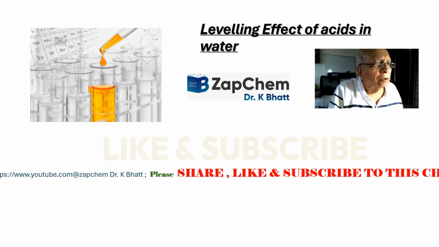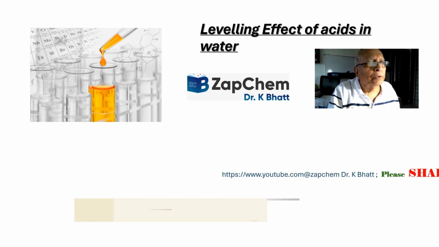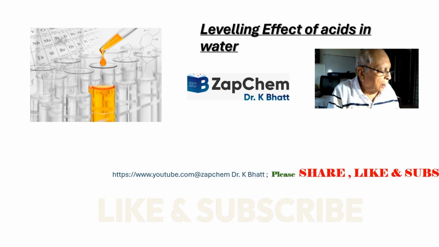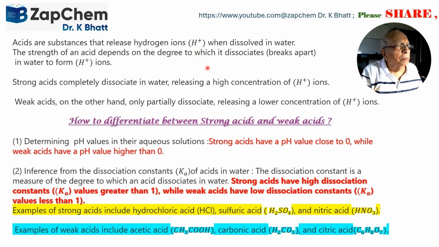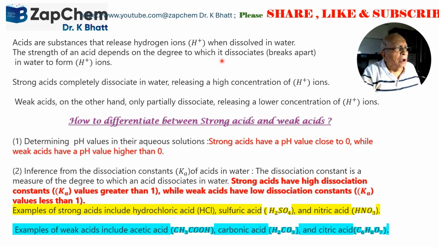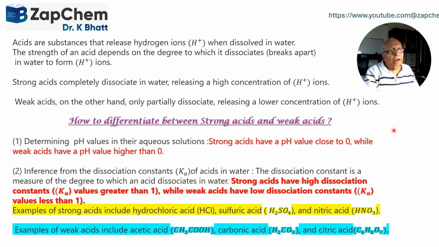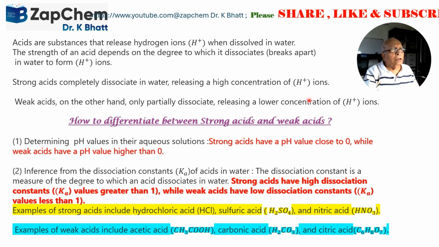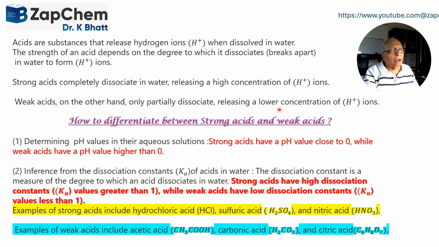What happens is that when they are dissolved in water, as we know, it forms hydronium ion, and the extent of hydronium ion which is produced in water depends on the degree at which the dissociation occurs. Strong acids are completely dissociated and form hydrogen ion, whereas weak acids are dissociated to a lesser extent, or a lower concentration of hydrogen ion is produced.